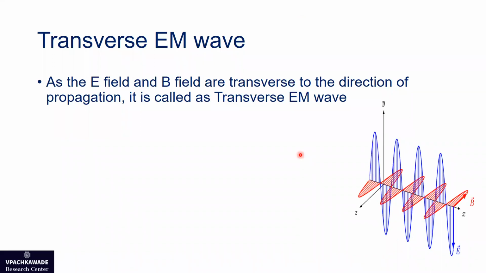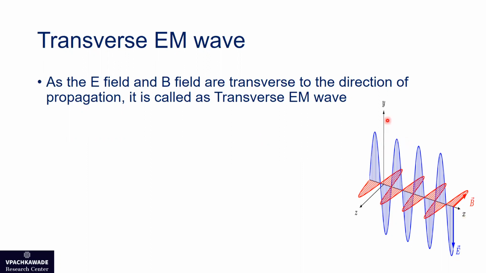Hello. So in this module, let's understand the concept. We understand here what is a transverse EM wave. So you can see in this picture, we have the electromagnetic wave. It is propagating in the X direction.